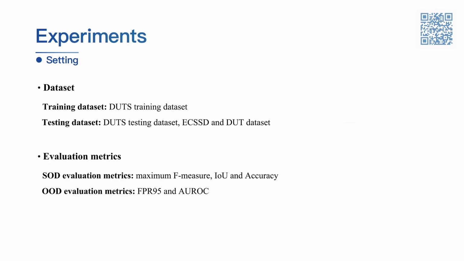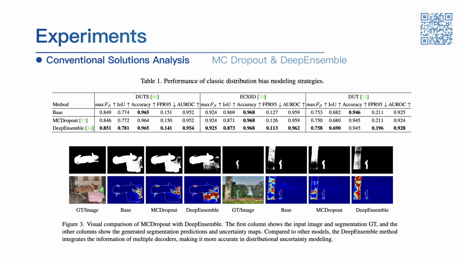Next is the experiment part. At first, we display the basic setups. Here we show the results of the conventional methods, dropout and deep ensemble. Compared with the base model and dropout strategy, the deep ensemble method integrates the information of multiple decoders, making it more accurate in distributional uncertainty modeling.